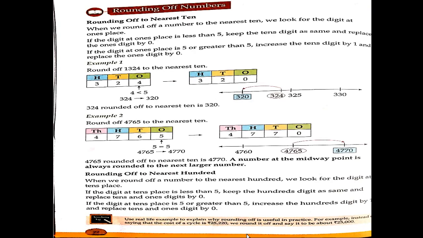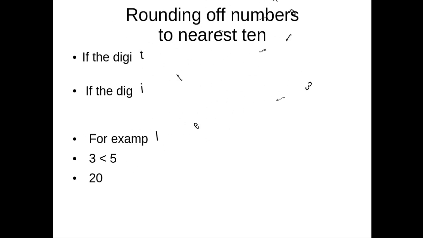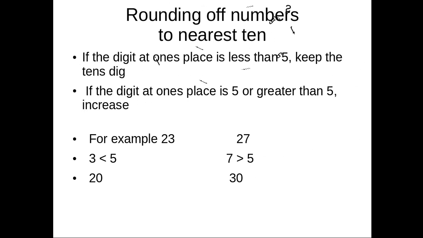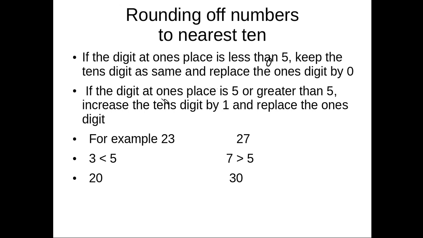Here we are going to learn rounding off to the nearest 10 and nearest 100. First, we are going to learn rounding off a number to the nearest 10. See, if the digit at the ones place is less than 5, then keep the tens digit the same and replace the ones digit by 0. If the digit at the ones place is 5 or greater than 5, then increase the tens digit by 1 and replace the ones digit by 0.